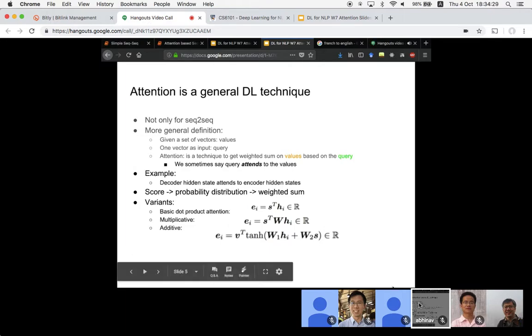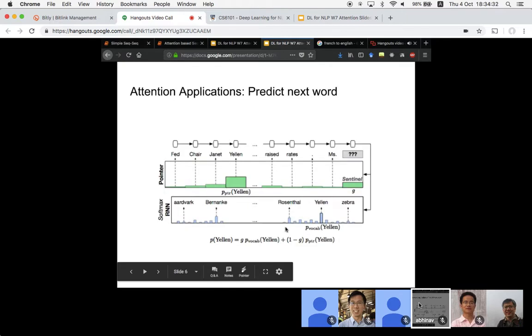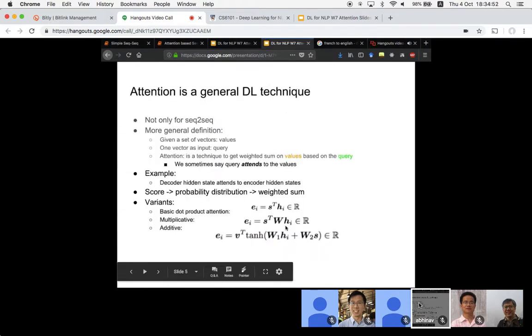You can put a matrix in the middle. What is that actually? You have the inner product, and you give each term a weight. And the last one is the additive form. All these three are the choices you can make to compute the scores.